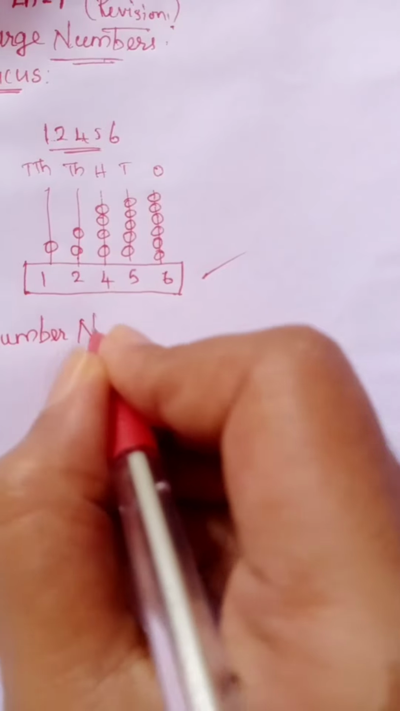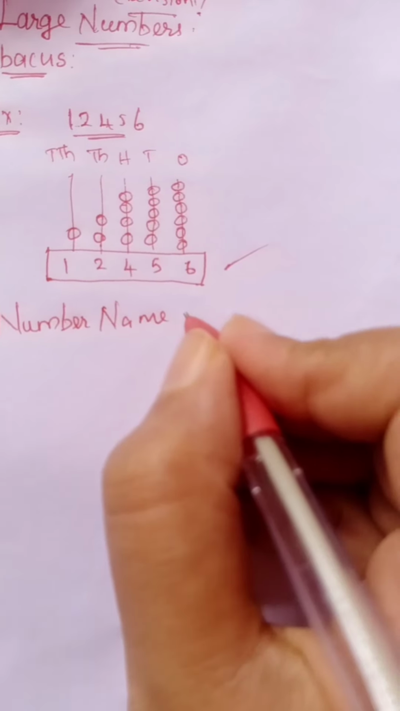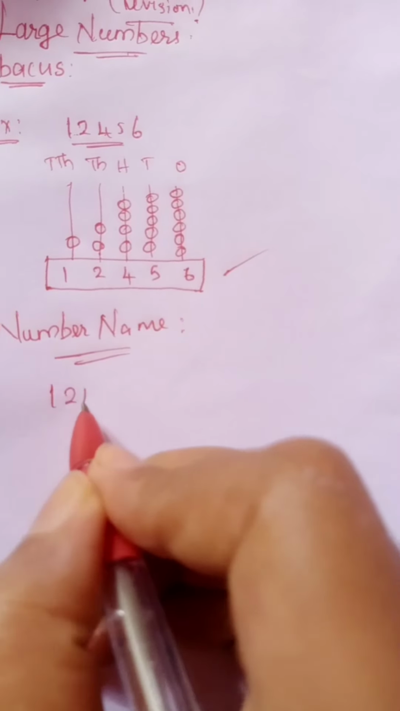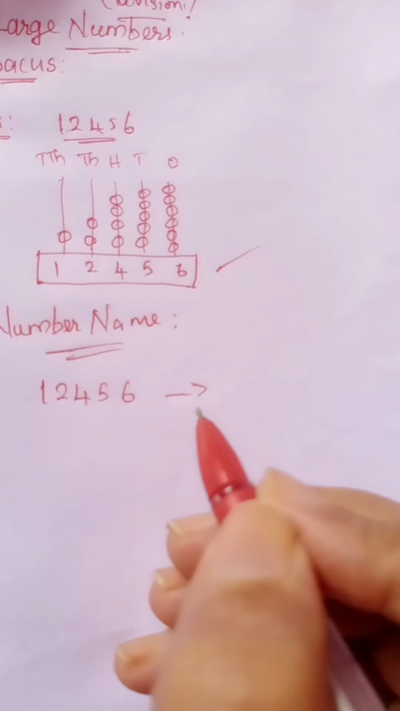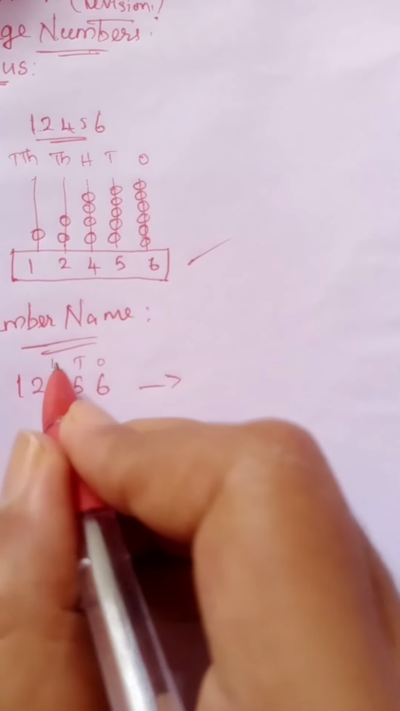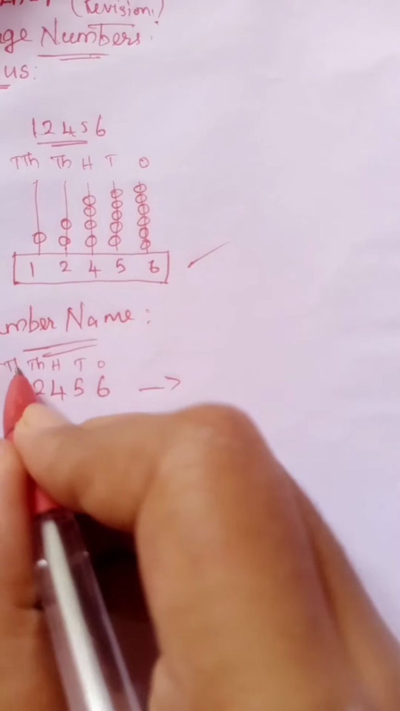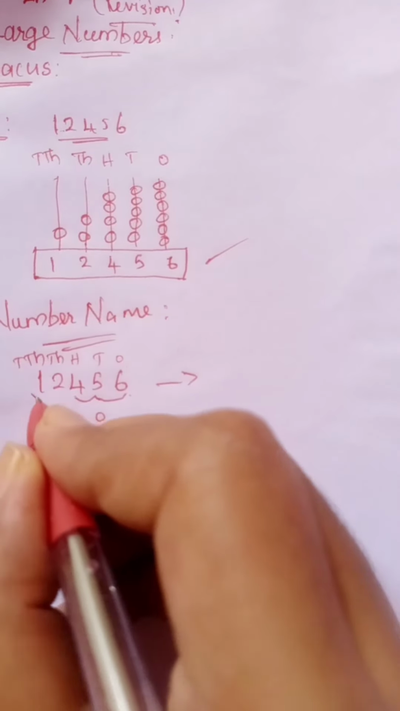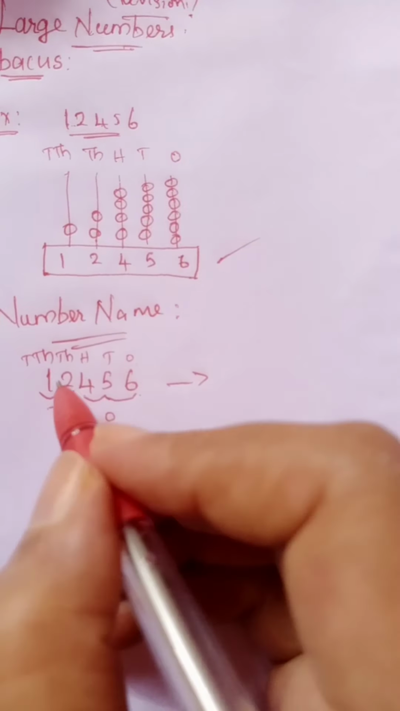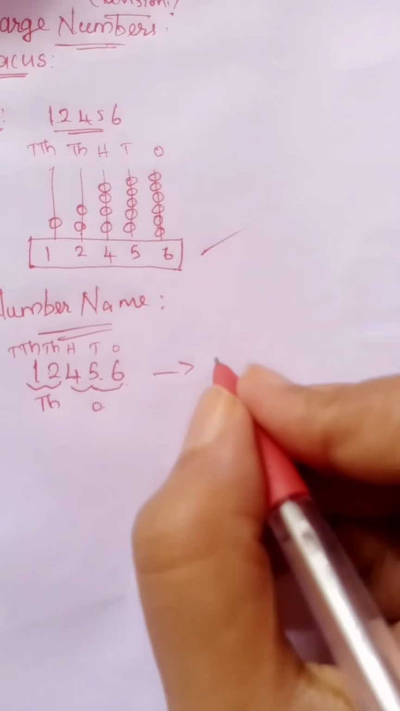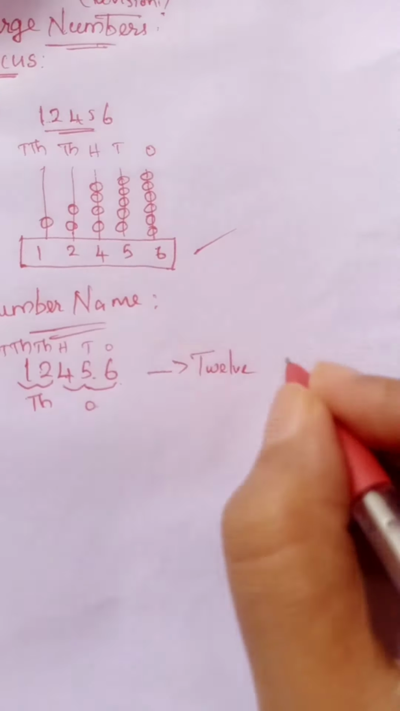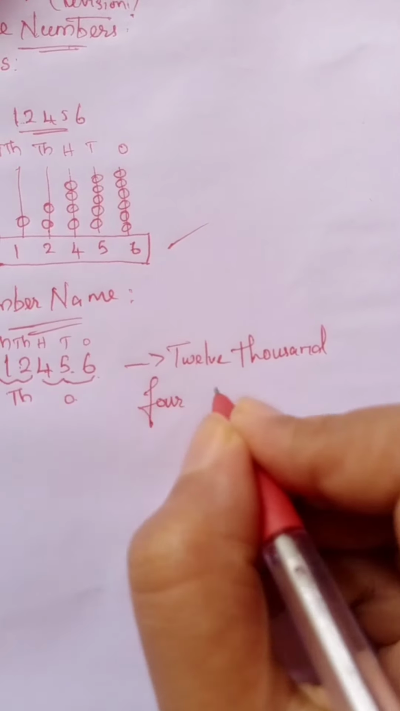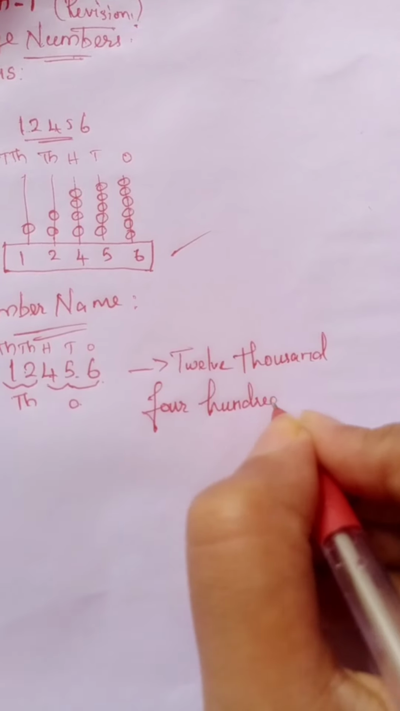Now let's write the number name of this number. To write the number name, first you have to write that number: 1, 2, 4, 5, 6. Then you have to mention the place values: ones, tens, 100, 1000, 10,000. Now we can split the family members. Ones, tens, 100 from the ones family, 1000 and 10,000 from the thousands family. Now let's write the number name. 12,456. So while reading, you have to read the family members together.